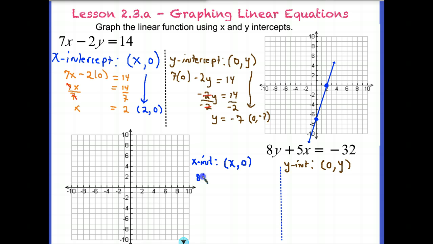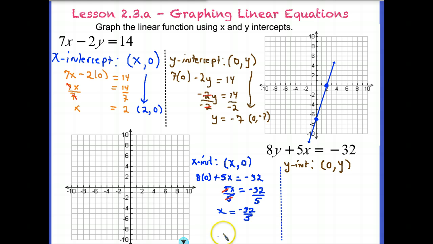We will have 8 times 0 plus 5x equals -32. 8 times 0 is just 0. We will be left with 5x equals -32. If we divide both sides by 5, to move the 5 away from the x to the other side, we will be left with just 1x on the left side. So we'll be left with x equals -32 over 5.